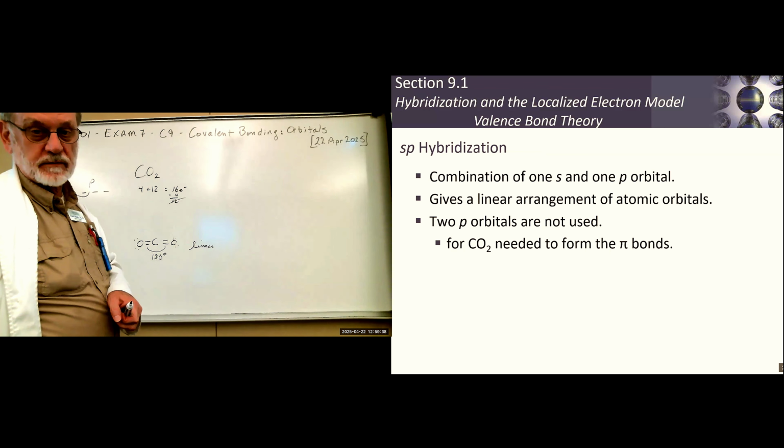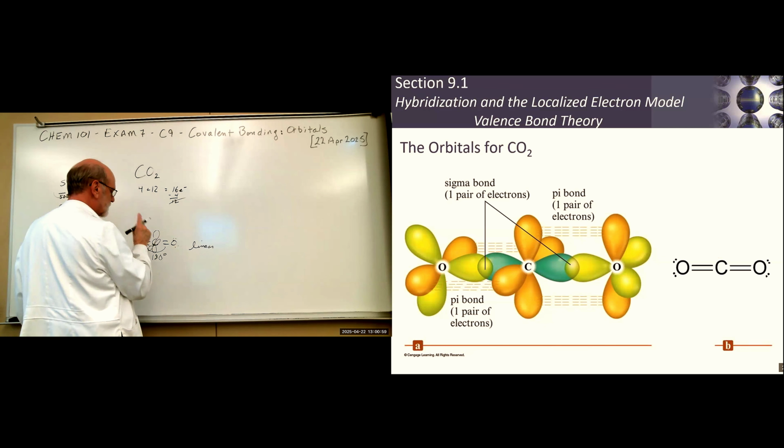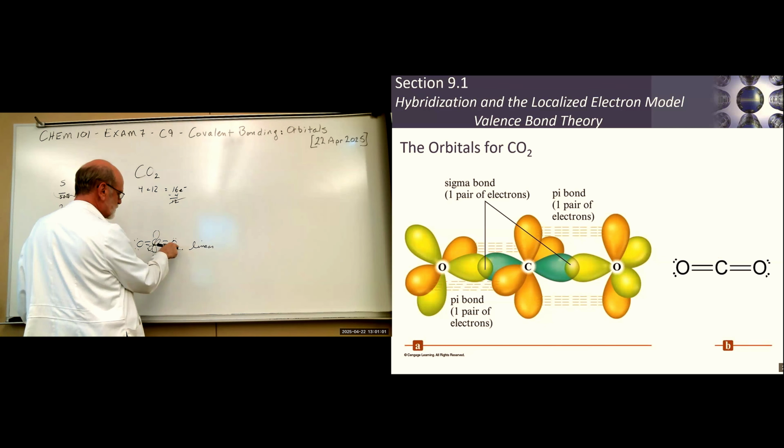Okay, so oxygen needs 1, 2, 3 hybrid orbitals, which means oxygen will be sp2 hybridized. Right? Two of these orbitals are occupied by lone pairs, and one of them is used to form the bond. Yeah, that's right.